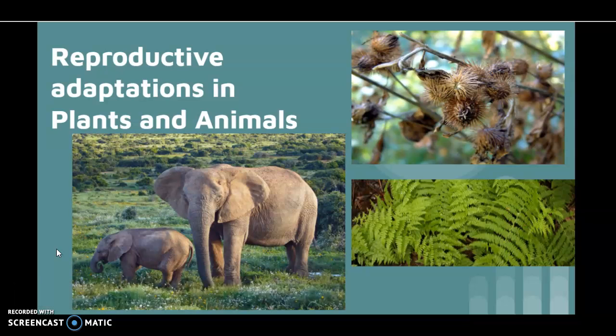So hey, today we're going to keep talking about reproductive adaptations in plants and animals. So we know that every organism needs to reproduce if it wants its species to continue to exist, right? So plants as well as animals have developed adaptations that help them increase their chances for finding a mate to reproduce.